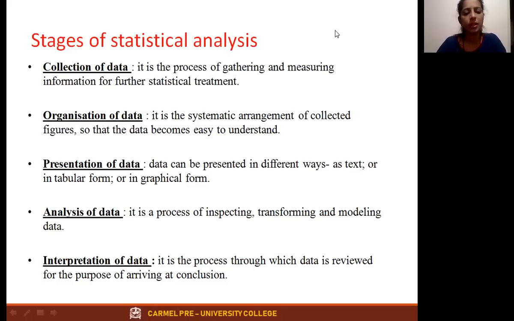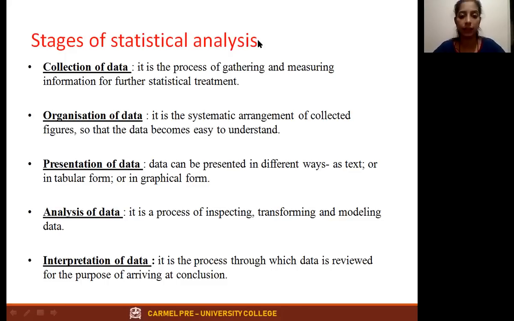So what is this collection of data? The first step is, now you know what your goal is. I'm the conductor of the survey, and my plan is first to collect the data for further statistical process. So what is collection of data, and why do we need it? Collection is a process of gathering and measuring the information for further statistical treatment.